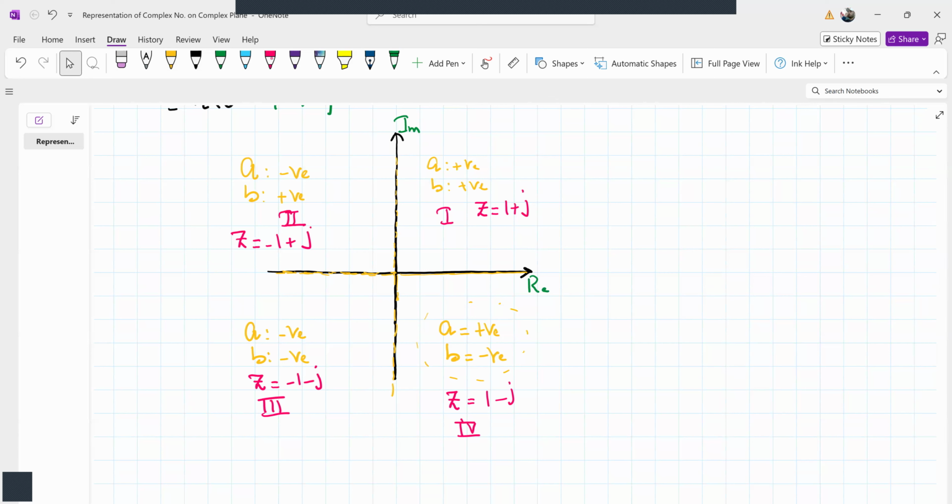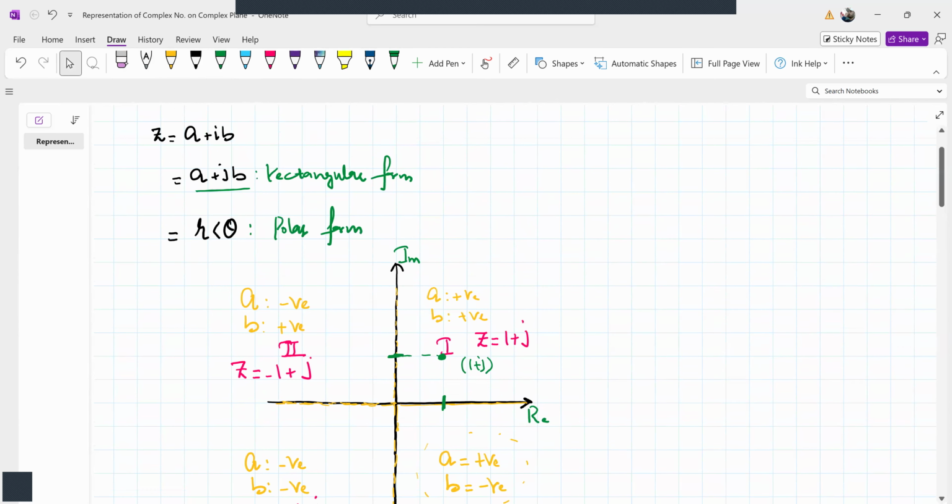Okay, so we can draw this complex number. For example, if I say z is 1 plus j, this much is 1 and this is 1 on the imaginary axis, then this is our complex number. So the complex number is located somewhere here. So this is z, 1 plus j. Okay, this is the complex number. All right, so we can draw any complex number on this complex plane using the values of a and b.